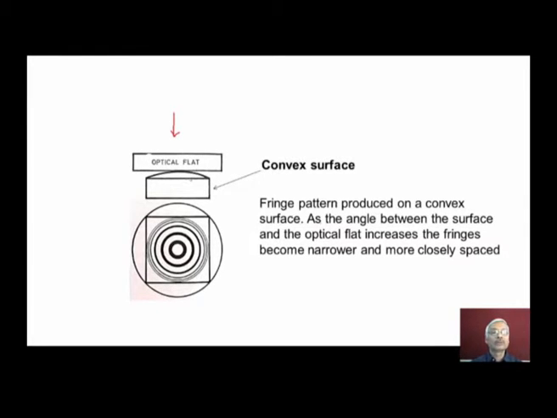Now, this is the angle between the surface of the workpiece and the surface of the optical flat. As the angle between the surface and the optical flat increases, the fringes become narrower. See, if this angle increases, we can observe here the fringes are narrower and they are closely packed. As the angle increases, the fringes become very close.